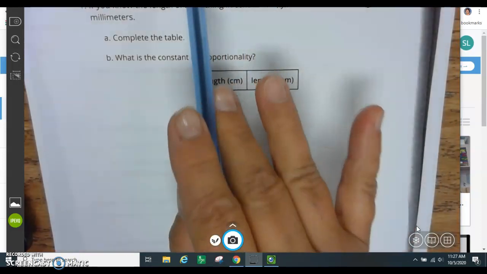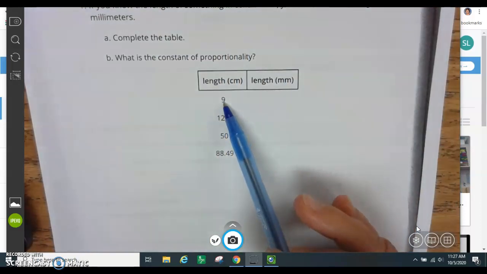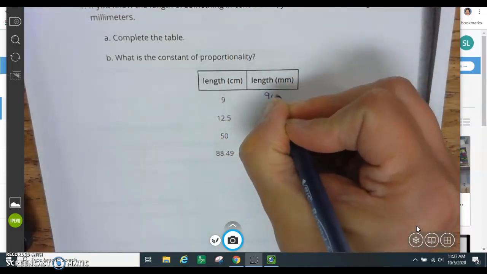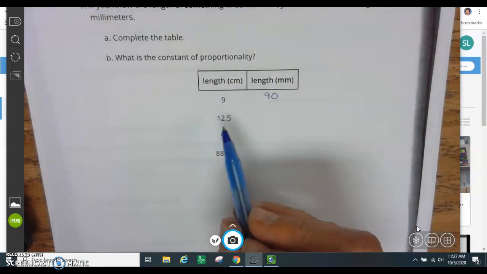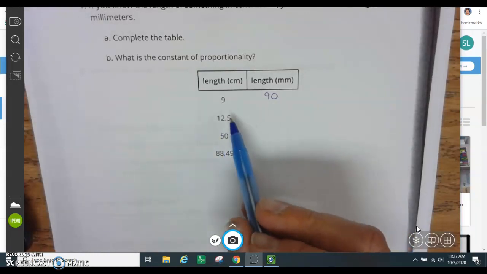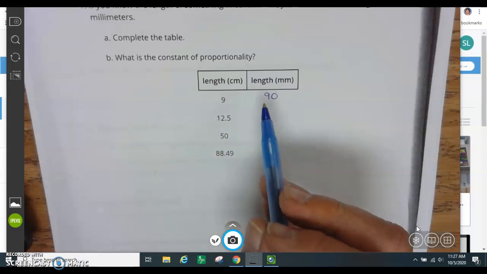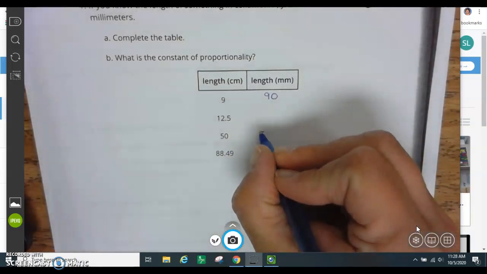So look, 1 was 10, 2 was 20, 3 was 30. So what would 9 be? 9 would be 90 millimeters. 9 centimeters is 90 millimeters. 12.5 would be, maybe you're not sure about that one. Let's go on to 50. If 9 is 90, 50 would be 500.